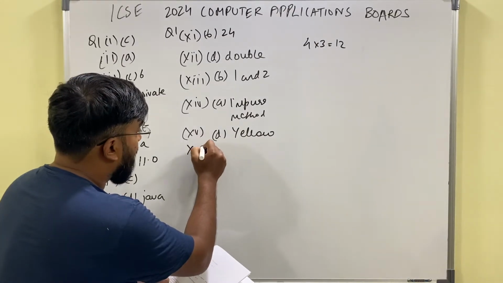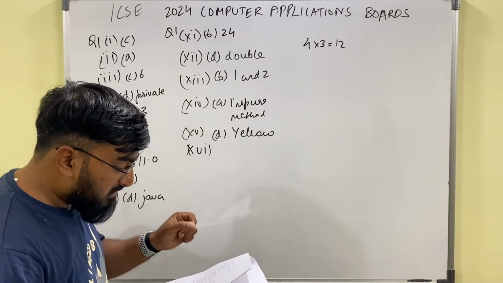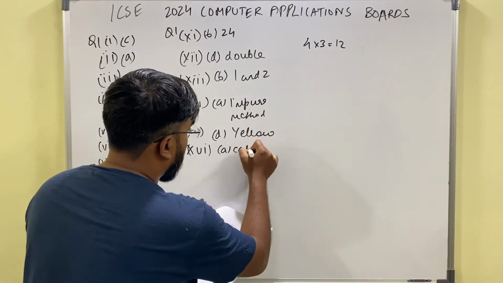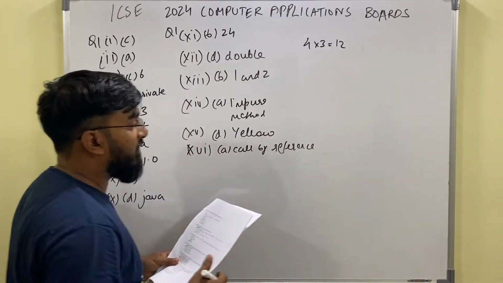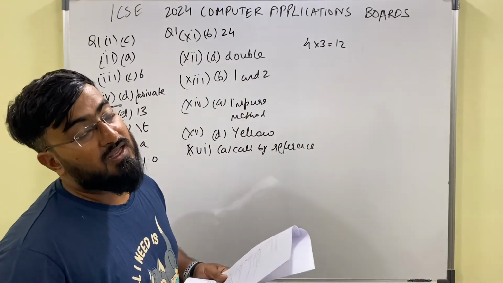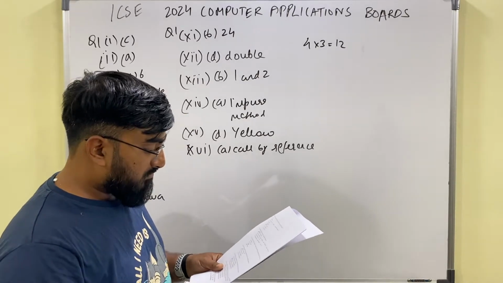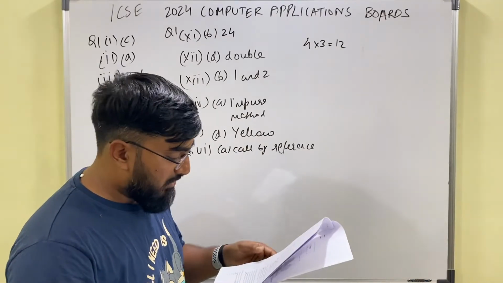Then we have 16. Okay, part 16 is invoking a method by passing the objects of a class is called call by reference. So it is going to be call by reference. Okay, because when you pass an object as an argument to a method, the changes in that object are reflected back in the calling function. Call by value is not going to be the answer. Call by value is actually passing the value.